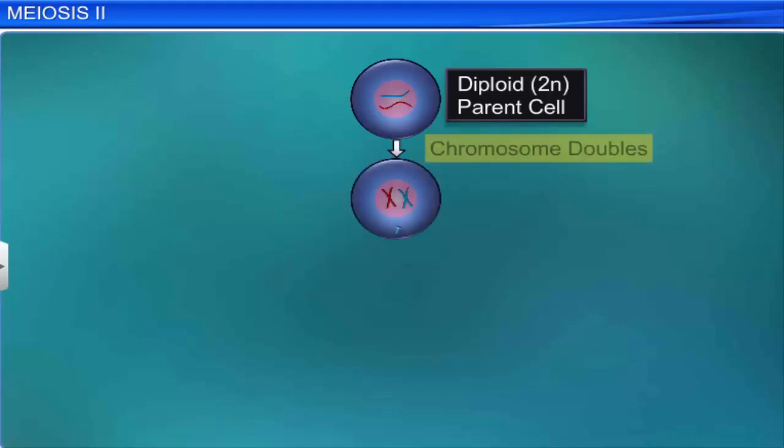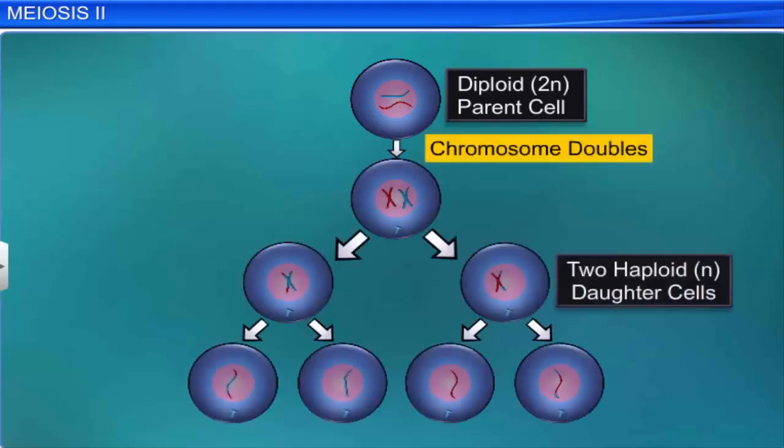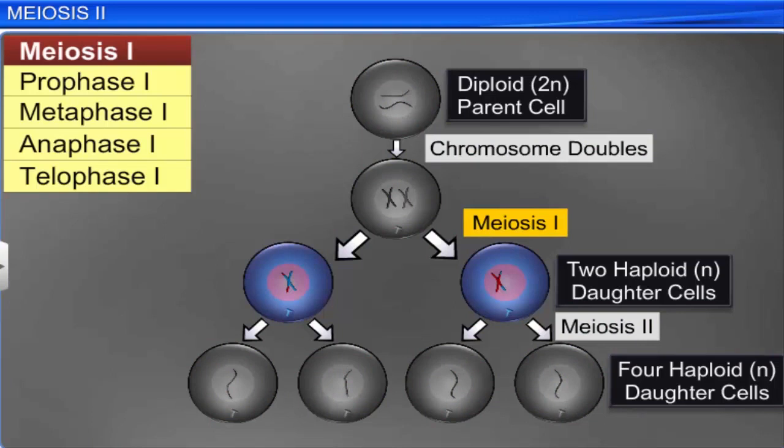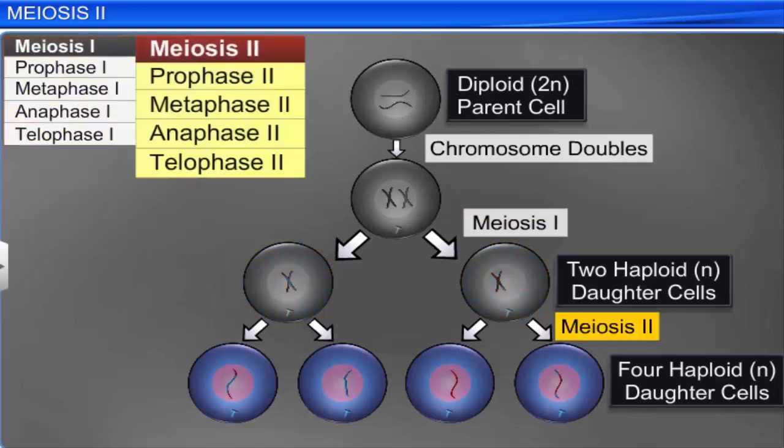Meiosis consists of two cell divisions, namely meiosis 1 and 2. Meiosis 1 is divided into 4 stages: prophase 1, metaphase 1, anaphase 1, and telophase 1. Similarly, meiosis 2 is divided into 4 phases: prophase 2, metaphase 2, anaphase 2, and telophase 2.